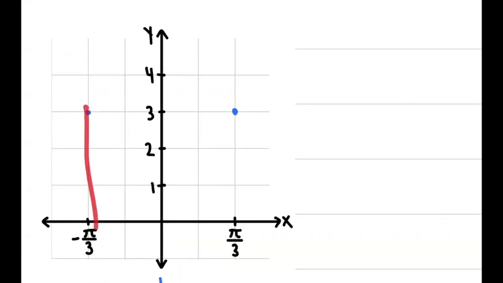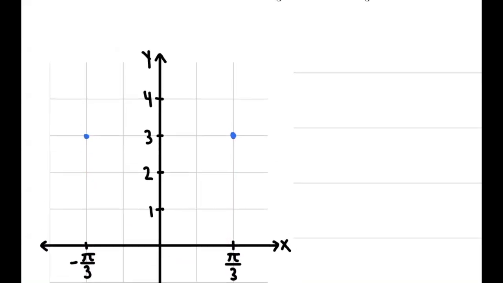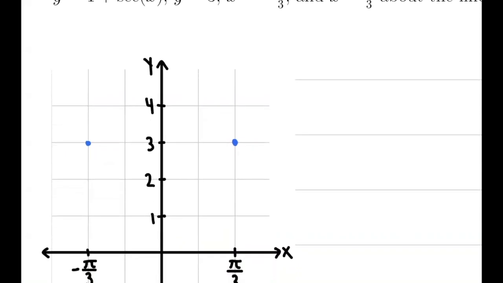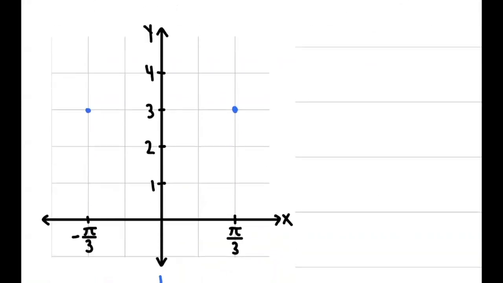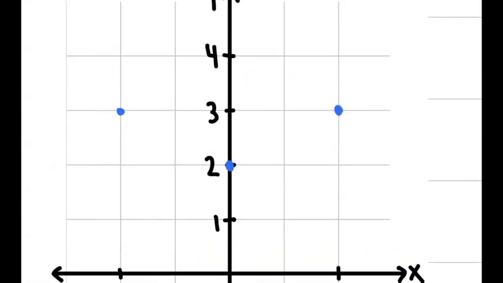Anyway, we have the ends of the graph. Now let's do secant of 0. What's secant of 0? It is 1. It's 1 over cosine 0, so 1 over 1, which is 1. And we're adding 1 to that, so you get 2. 1 plus 1 equals 2.